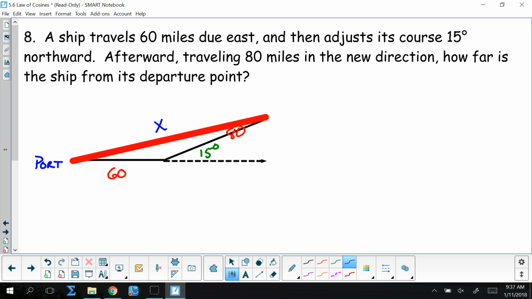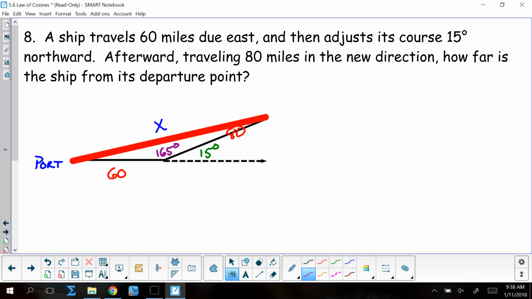Is there anything else that I know about this triangle? Yes, ma'am. You know the angle, the obtuse angle? Yeah, the obtuse angle. There you go. You just do 180 minus 15, because they make a linear pair. Yep. So this one in here is going to be 165 degrees. Agree with that?